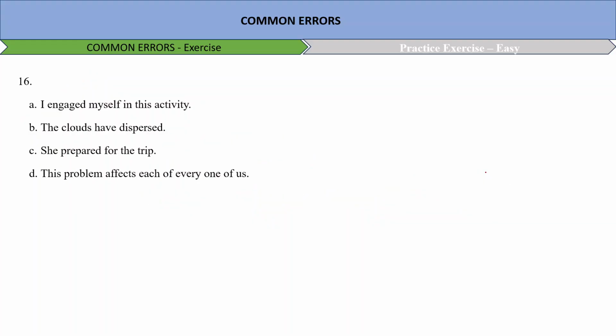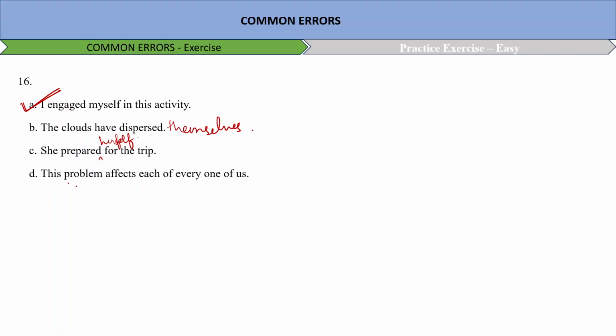Okay, next. I engaged myself in this activity. The clouds have dispersed. She prepared for the trip. This problem affects each of every one of us. Okay, each of every one of us. Already you must have been able to figure out which one is the correct and which ones are incorrect. Okay, see, I engaged myself in this activity. Appropriate. The clouds have dispersed themselves. Emphatic form, right? She prepared herself for the trip.